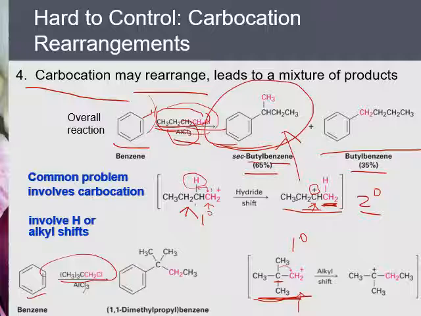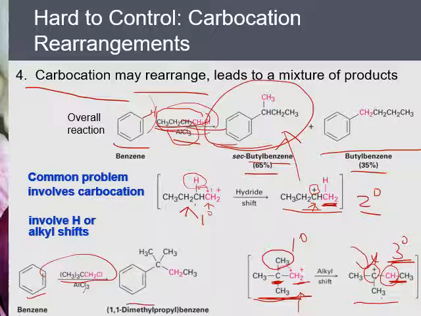Okay, so what happens is a methyl shift to the first carbon. The first carbon now becomes the second carbon, and this second carbon now becomes a carbocation, and this is a tertiary. Tertiary is much more stable than primary carbocation, and then after rearrangement, benzene attacks here and forms this product.